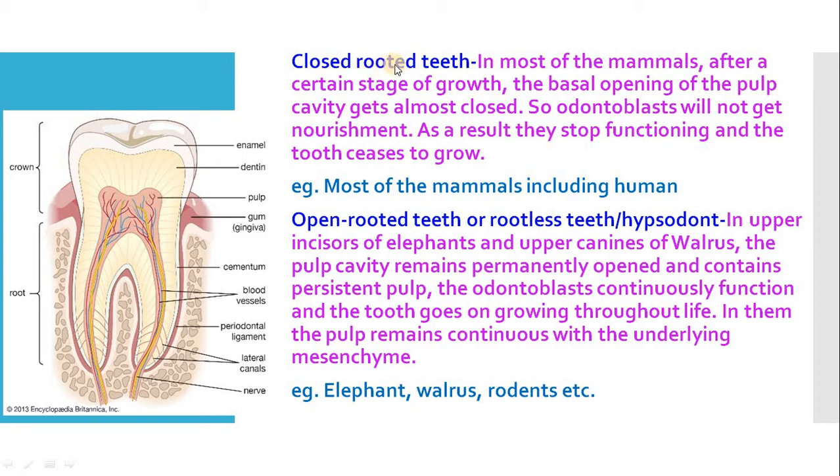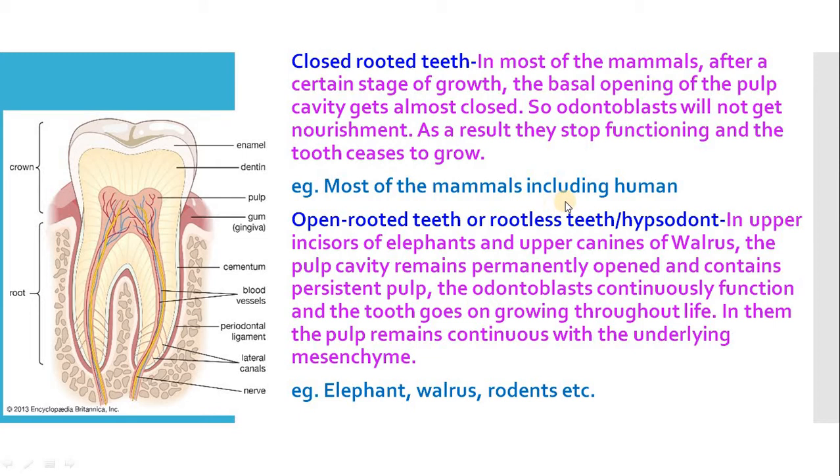Closed rooted teeth means the basal opening of the pulp cavity gets almost closed, so the dentine will not get nourishment. So after a particular age, the growth of the teeth will be stopped. After a certain stage of growth, the basal opening of the pulp cavity gets almost closed, so the odontoblasts present inside the pulp cavity will not get nourishment to produce the dentine. So the growth of teeth will be stopped.